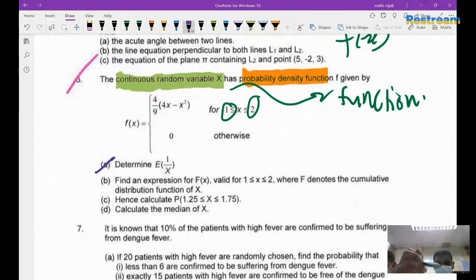And for B, we need to find an expression for F(x). You see, this F(x), capital F, is the cumulative distribution function that is valid for 1 to 2, where F denotes the cumulative distribution function of x.